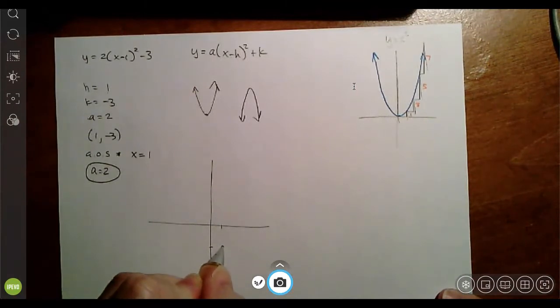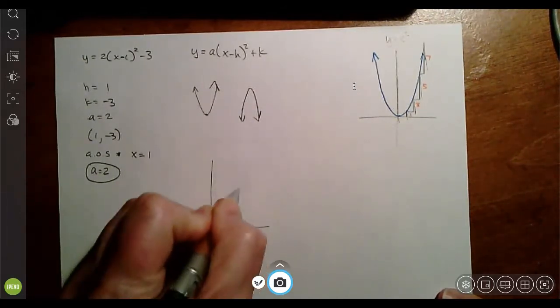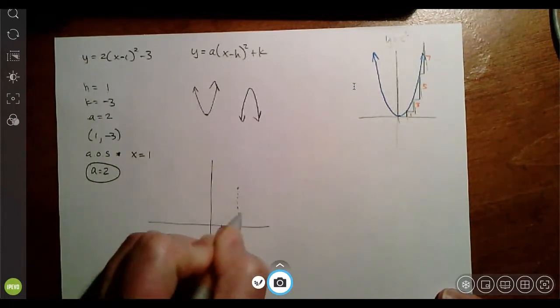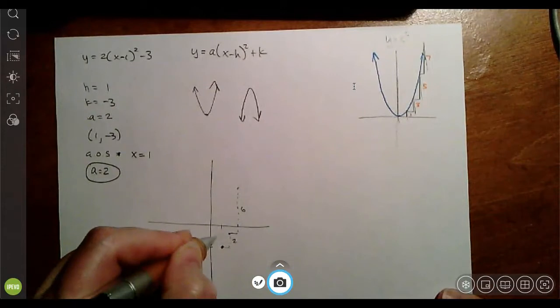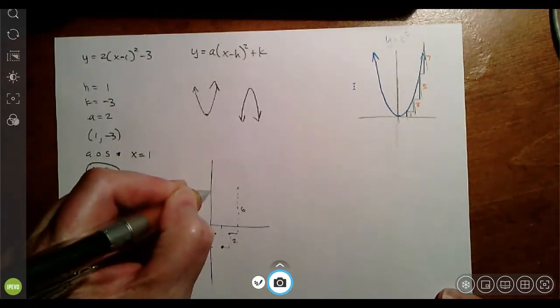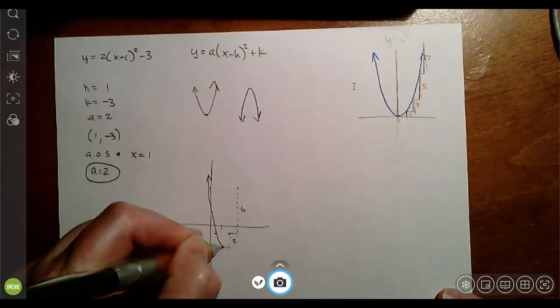So I'm going to go over 1 up 2, right? And then I'm going to go over 1 up 6. So this is 2, and then this is 6. So again, I'm just doubling these values right here. And then that symmetry is going to create those points on the other side. So it's not the best sketch in the world, but you kind of get the idea.